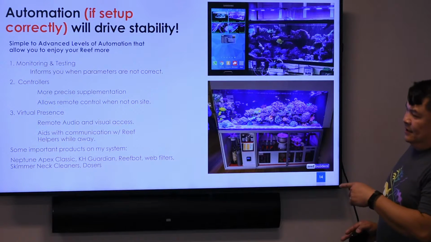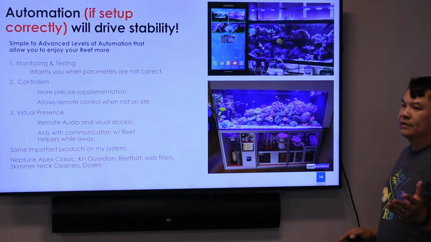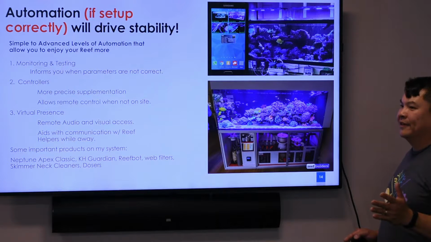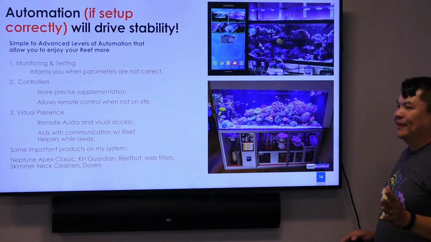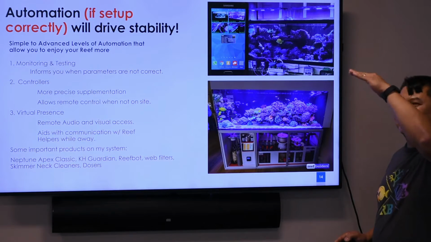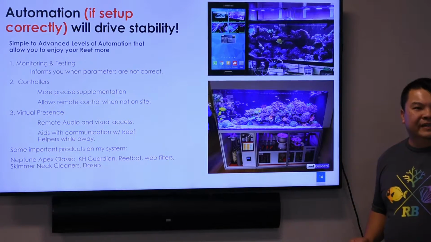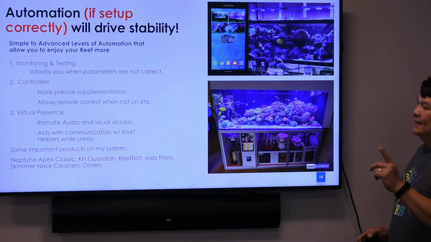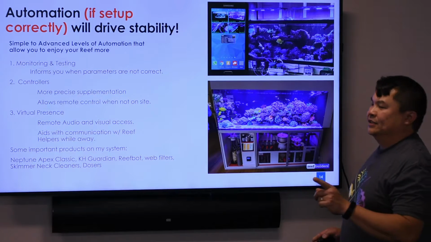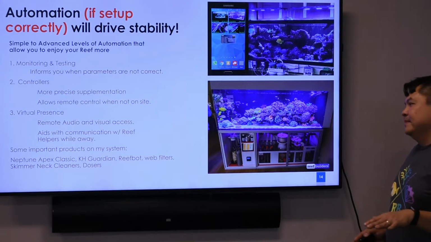I have been running the KH Guardian for 2 years, which is purely just an alkalinity controller, but it works. Sure, I had to debug some firmware for them, but they were able to get me something fixed, because it raised my alkalinity up to 16 over a period of a week. And I had to shut everything off and let it slowly drip back down to 11. So automation can be good or bad, but you have to keep track of the technology. I just purchased a Reef bot to automate all my testing.